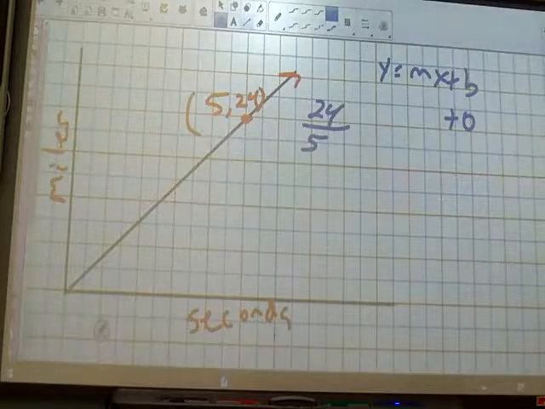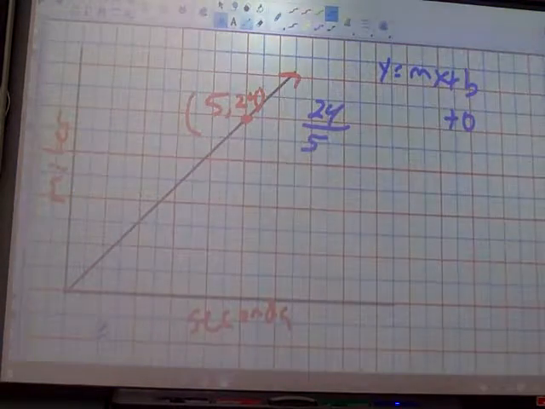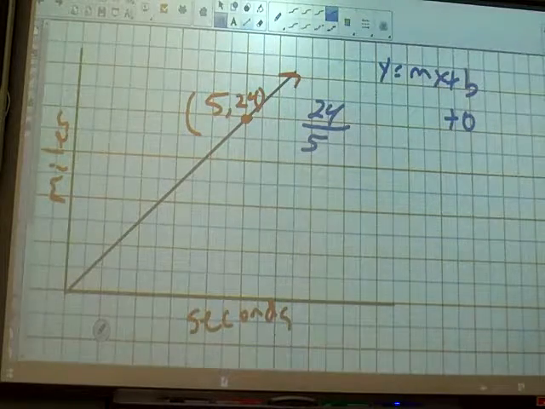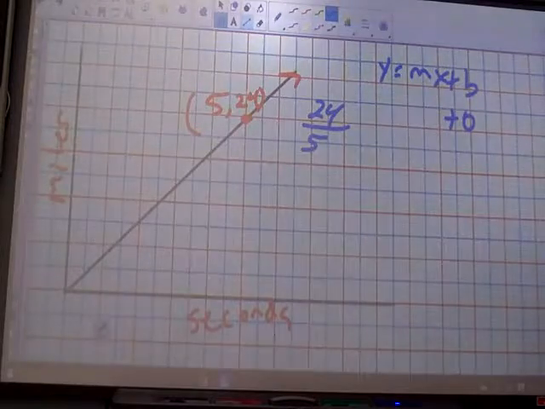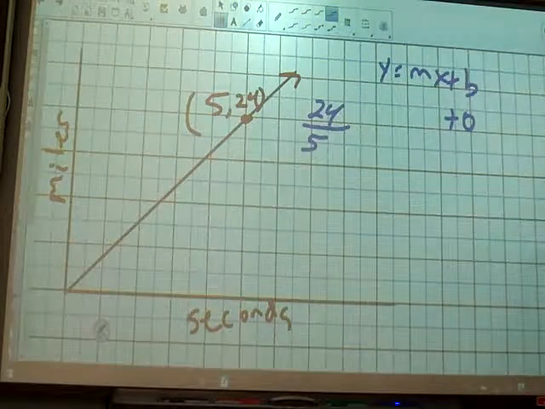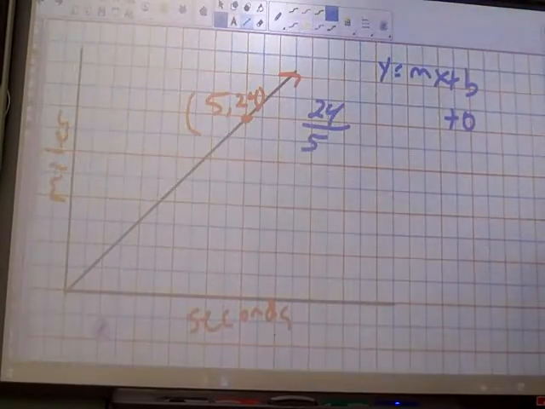Most of the time when it's slope, you will leave it in a fraction because it does mean rise over run. But we're fixing to try to make this make sense to some asteroids in some seconds. So this might be an okay time to convert that to a decimal. So see if you can convert that to a decimal. Just do 24 divided by 5.